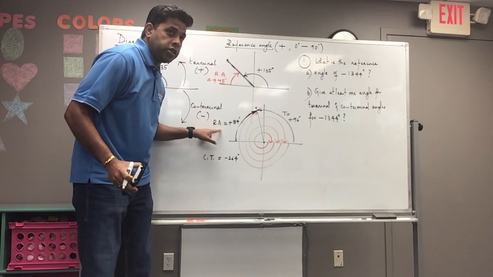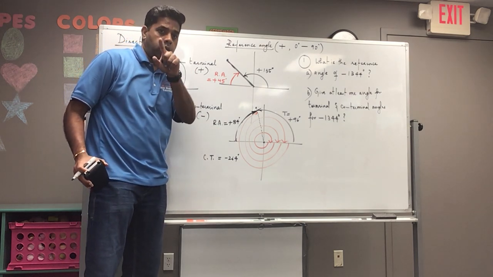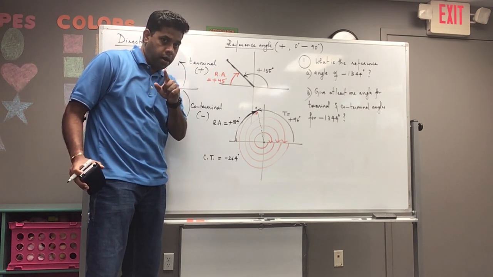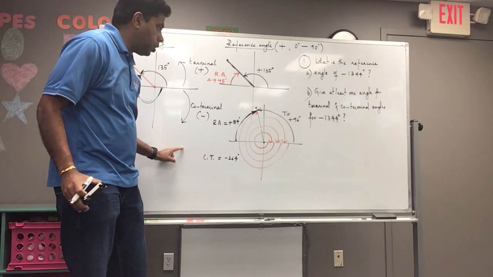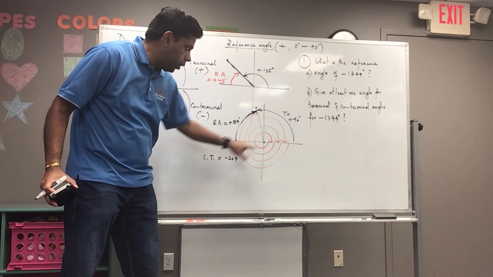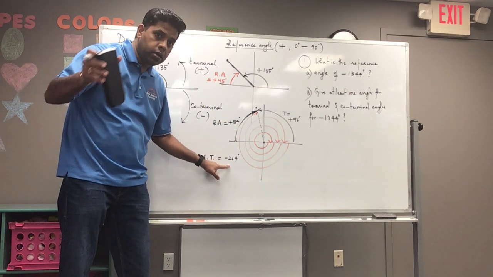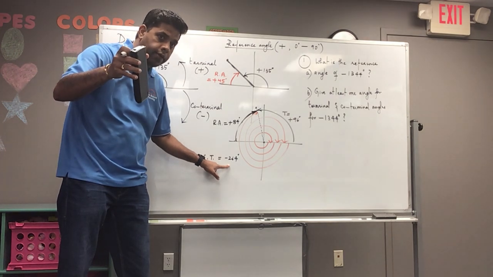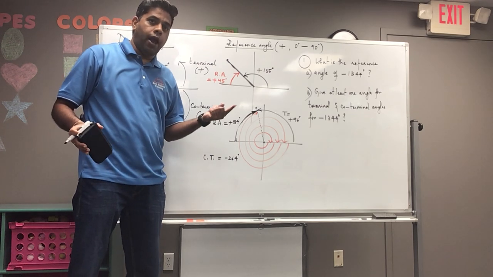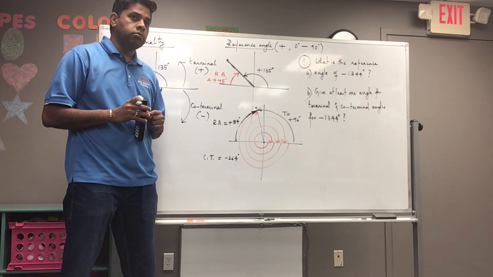How many got reference angle 84 correct? 1, 2, 3, 4, 5, 6, 7, 8, 9. Okay. How many got, for the terminal and coterminal, how many got 96 and negative 264? 1, 2, 3, 4, 5, 6. Okay, a lot of people. Is there any other answers you have for terminal and coterminal?